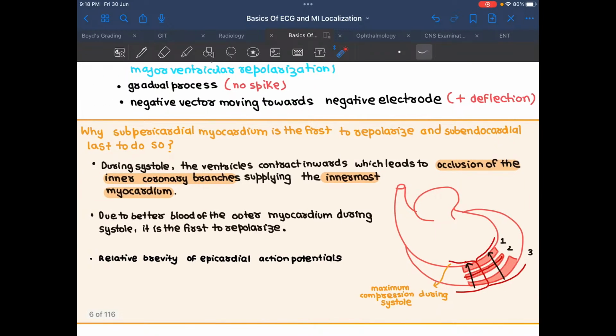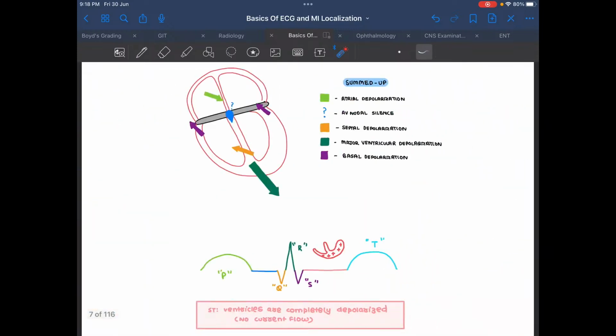The second reason is that the action potential of the subendocardial layer has a longer duration as compared to the epicardial action potential. So I can say the relative brevity of the epicardial action potential is responsible for its earlier repolarization as compared to the subendocardial potential. Alright, so this is summed up, guys.